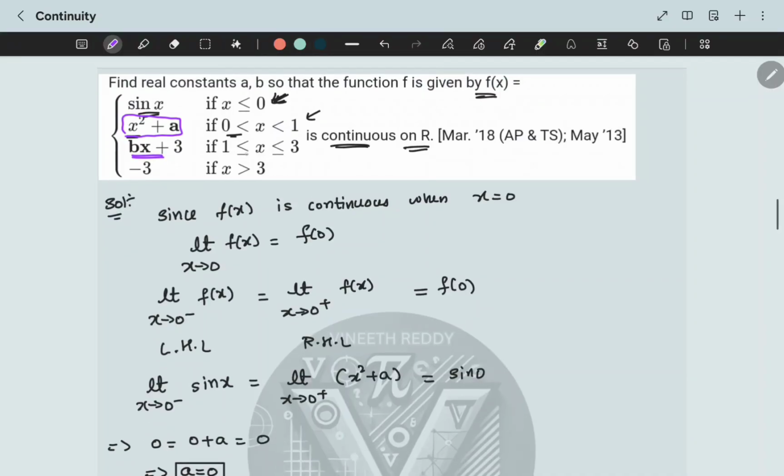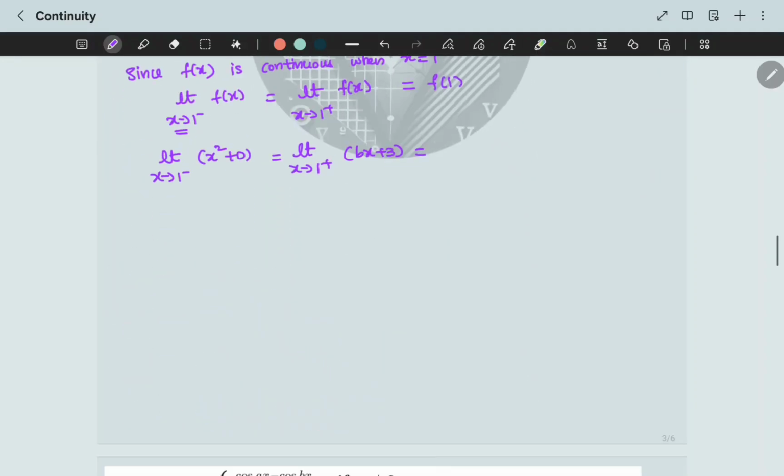And when x is equal to 1, again we will be using this definition only, because x is either equal to 1 or x is greater than 1, right? That means instead of bx plus 3, here we will be writing b into 1 plus 3. In place of x, I am writing 1 for this definition. f of 1 is this, right? I hope you understood this step. So replace x with 1 here, we get 1 plus 0, and that should be equal to b plus 3, right? That is equal to b plus 3.